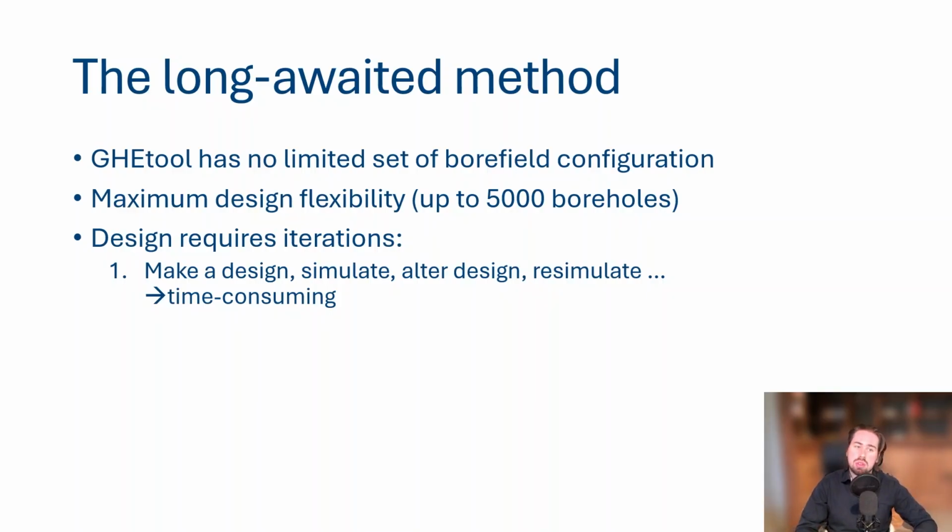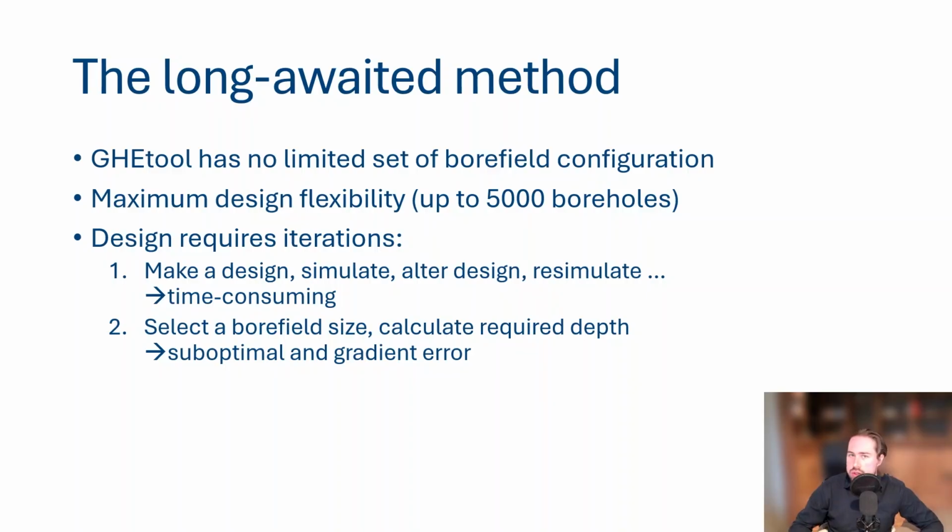So another option is that you say, okay, we start with a certain number of boreholes, a certain configuration, and let the algorithm decide how deep I should drill. This works, but there is a problem that perhaps your number of boreholes was not optimal, and your total borehole meters is larger than it actually needs to be. And there is also the risk, when you have quite high cooling peaks, that you end up with a gradient error, and that there is no theoretical solution. If you have not read about the gradient error, it's also linked in the description below.